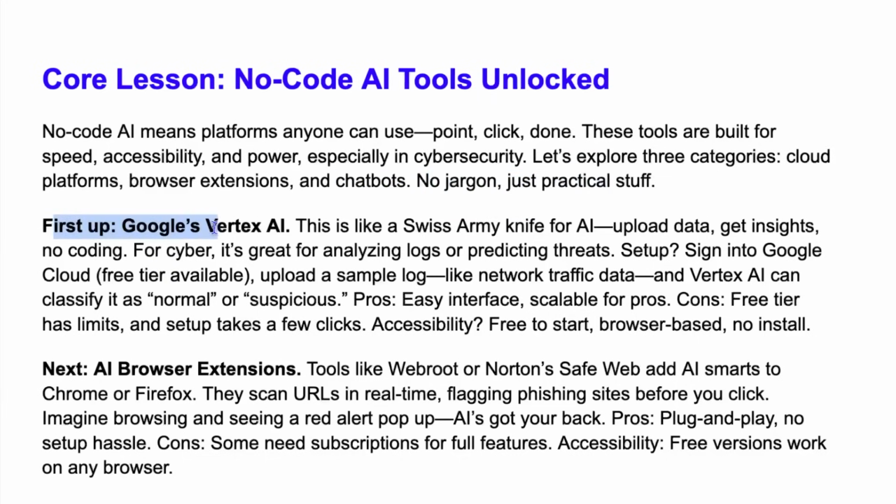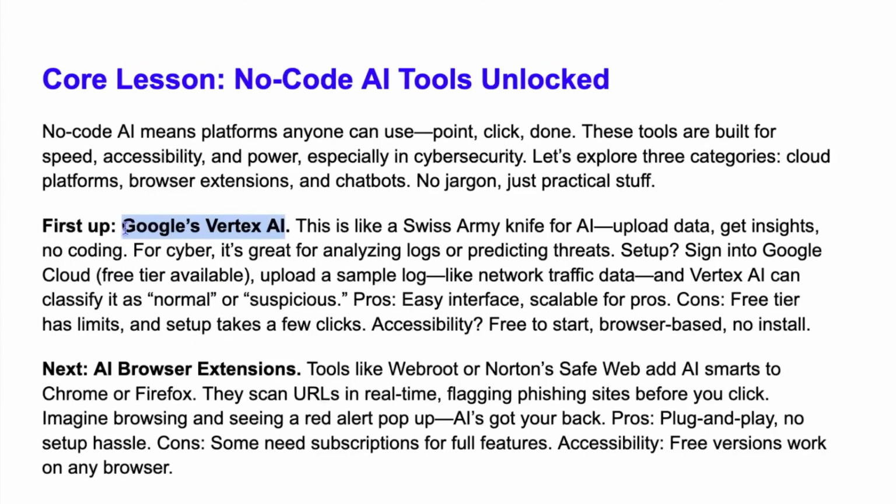So first up, we have Google's Vertex AI. Now this is like the Swiss Army knife for AI. You can upload data, you can get insights, no coding required. Again, just no coding. You're just going to see that a lot. For cybersecurity, it's a great tool for analyzing logs or predicting threats. The setup is literally to just sign in to your Google Cloud account, which is free. There's a free tier that's available for it.